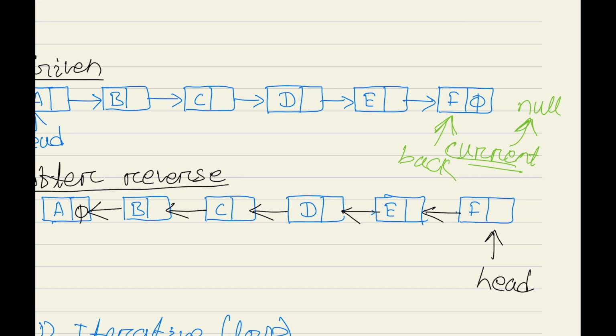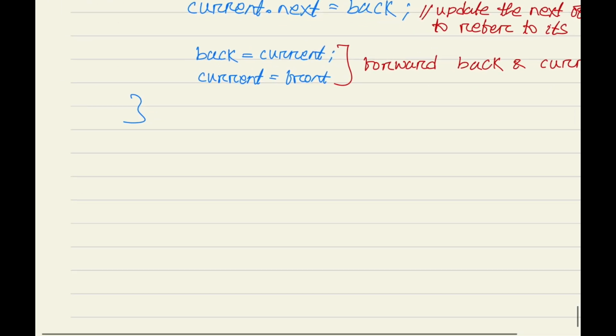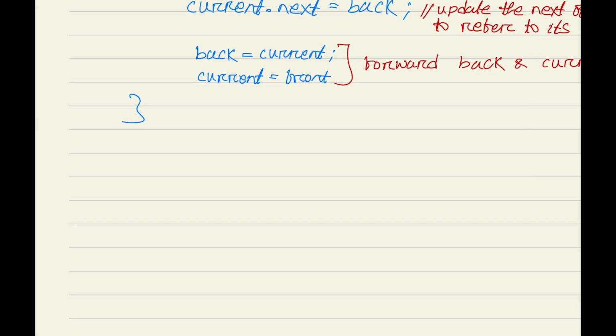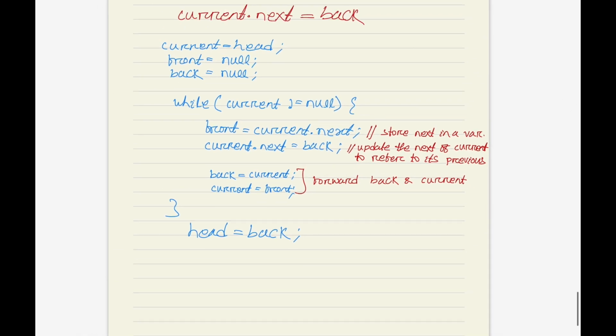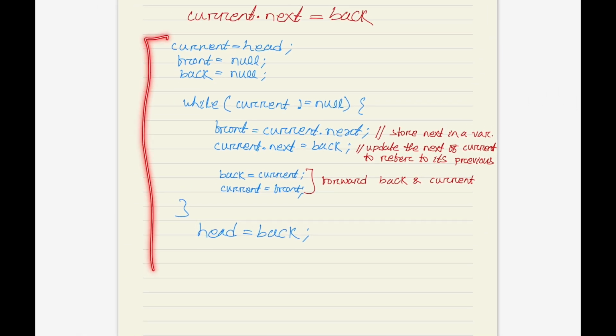So we can say at that time when the loop terminates, the back refers to the new head. So here you can observe, the value of back is f, or back is referring to f. So this f will be referred by head. So simply we can write, after this loop, the value of new head is equal to back. So this is all about the implementation of the method.